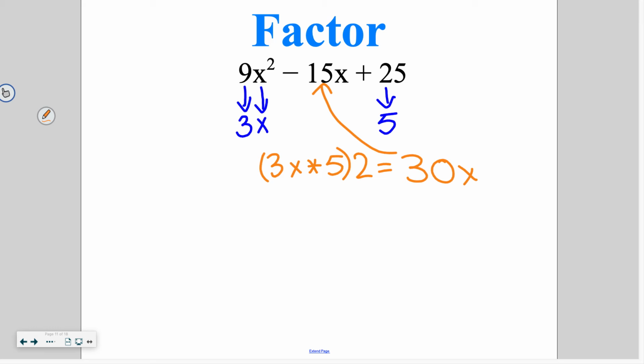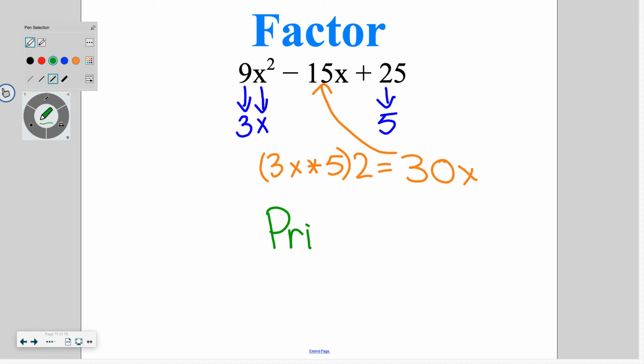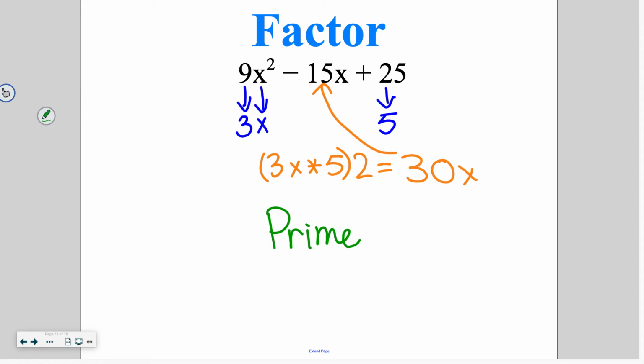So if it happens where the front can have a square root and the back can have a square root, but the middle term does not match, this is an example of what we would call prime. So that's not factorable. We can't break it down any simpler. So this is a prime trinomial.